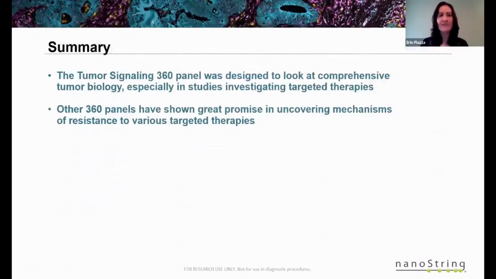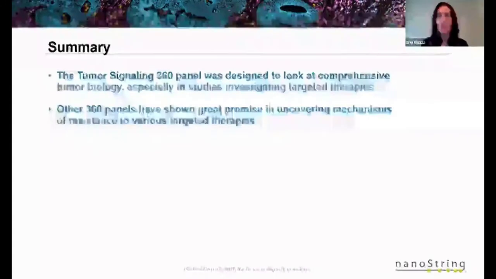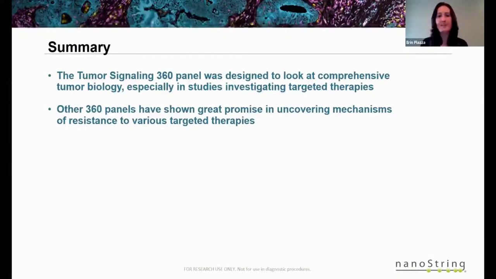And so in summary, the tumor signaling 360 panel was designed to look at the comprehensive biology behind the tumor microenvironment and the immune response, focusing on tumor biology and primed for studies investigating targeted therapeutics. Our other 360 panels have already, as you have seen, shown great promise in uncovering mechanisms of resistance to various targeted therapies. And we look forward to the kinds of studies and data that will be produced on our new tumor signaling 360 panel. With that, I'll thank you for your attention and take any questions.